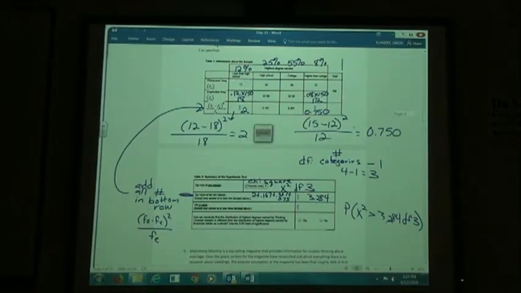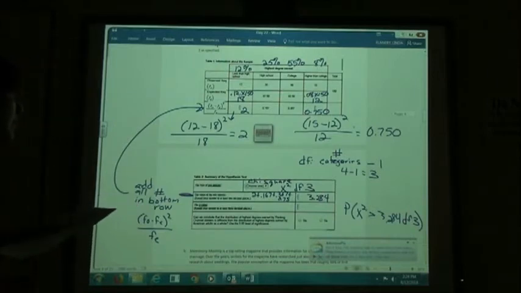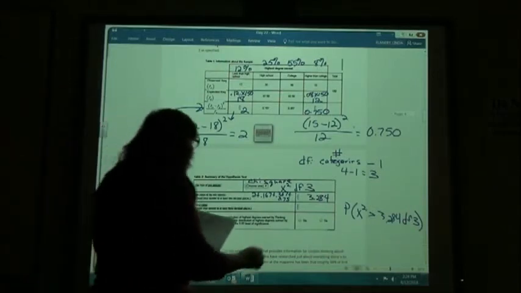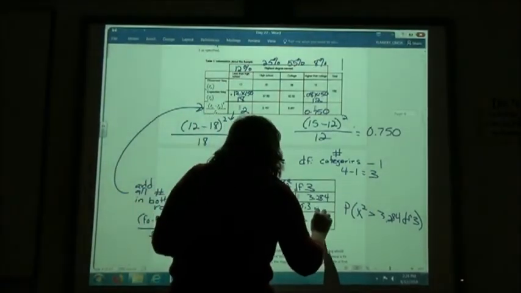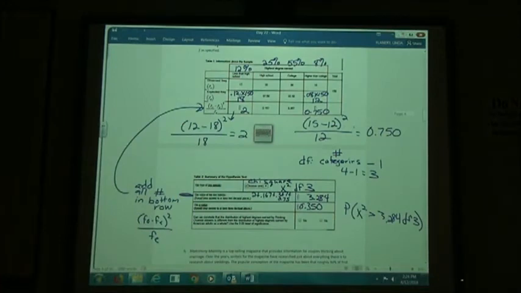So again, we have to do that on the calculator. P of chi-squared, that's how that's pronounced. It looks like x squared, but it is chi-squared. P of chi-squared is greater than 3.284 with a degree of freedom of 3. We should get 0.350. It tells us to round to 3 decimal places, so we like to show that third one even though it's a 0.